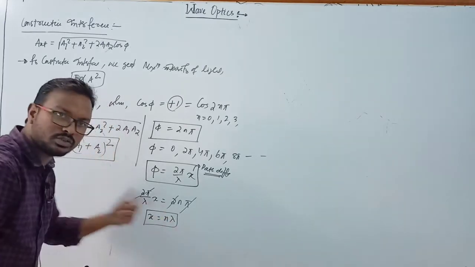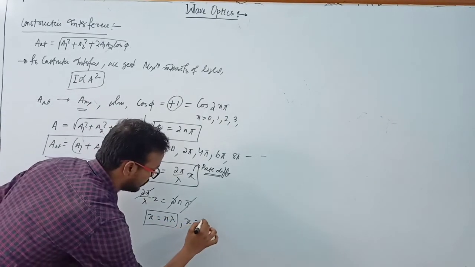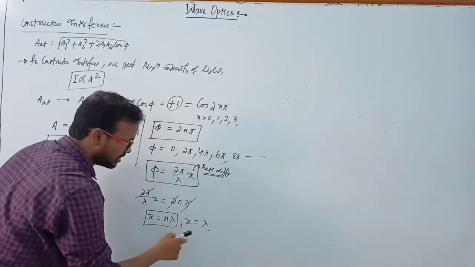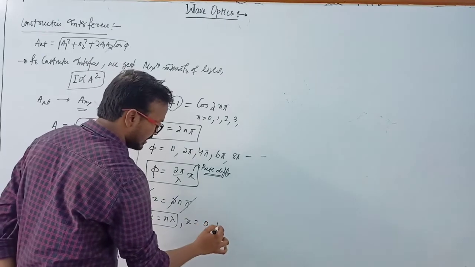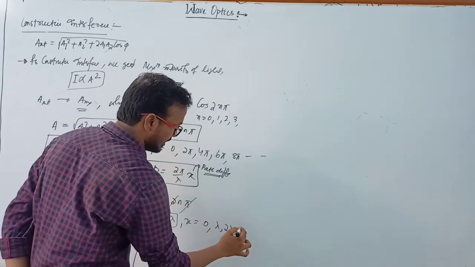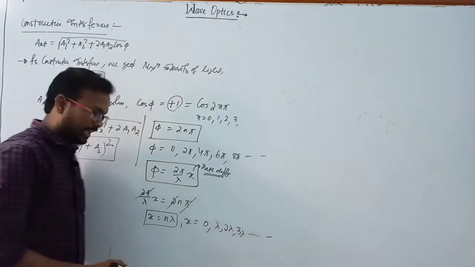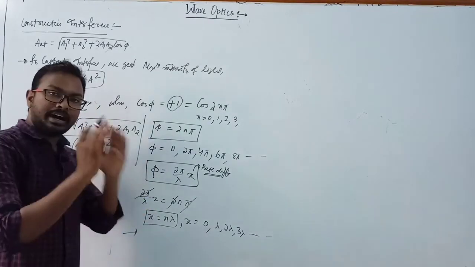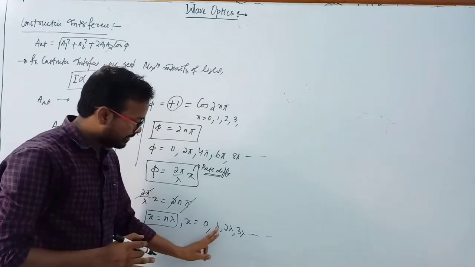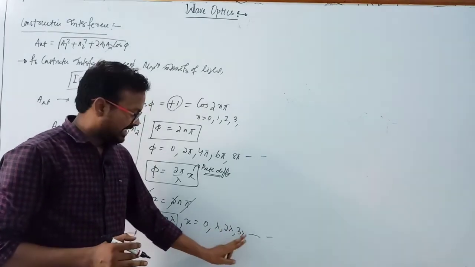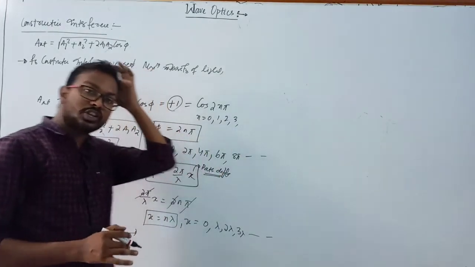What is n? 0, 1, 2, 3. So we get x equal to n lambda. If you use 0, then first we get 0, then lambda, 2 lambda, 3 lambda, and so on. And here we can write, if path difference between two waves is 0, lambda, 2 lambda, 3 lambda, and so on, then we get constructive interference.